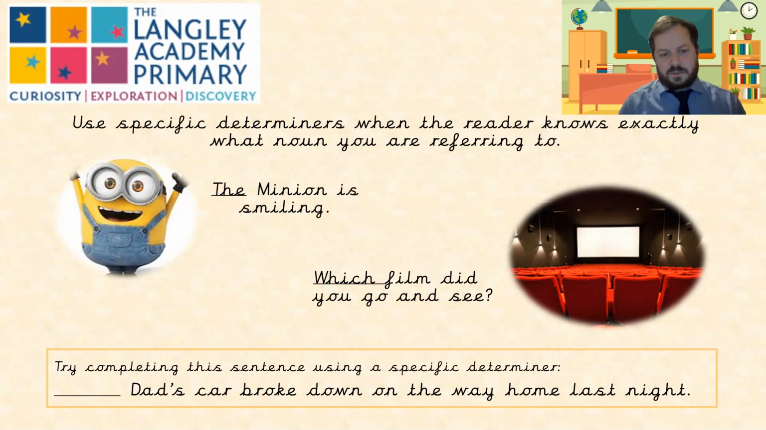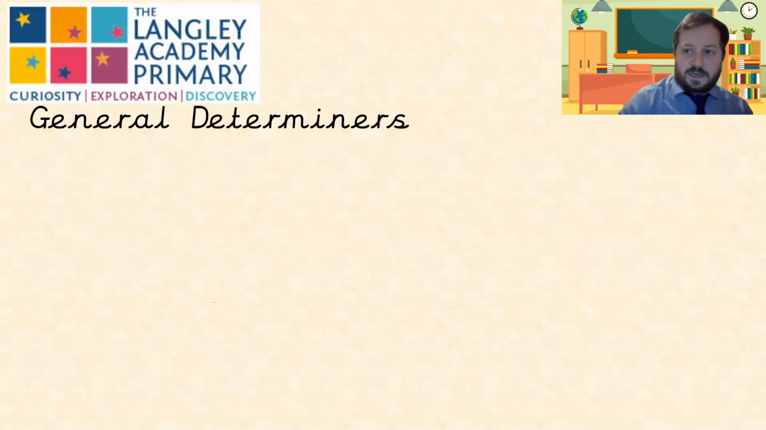So this sentence down the bottom: Dad's car broke down on the way home last night. What specific determiner could we use in front of Dad? Pause now and have a think. There could be lots, but the majority of the ones you'd use here are possessive determiners. So, my dad's car broke down on the way home, or her dad's car broke down on the way home last night. Because you're talking about the owner, that's a possessive determiner.